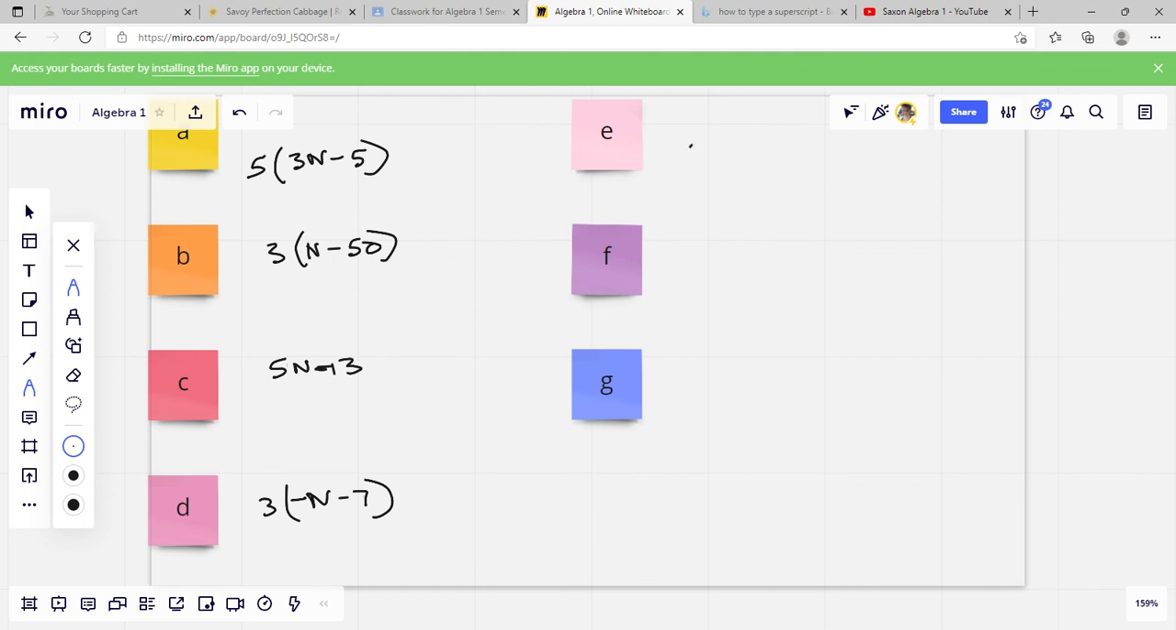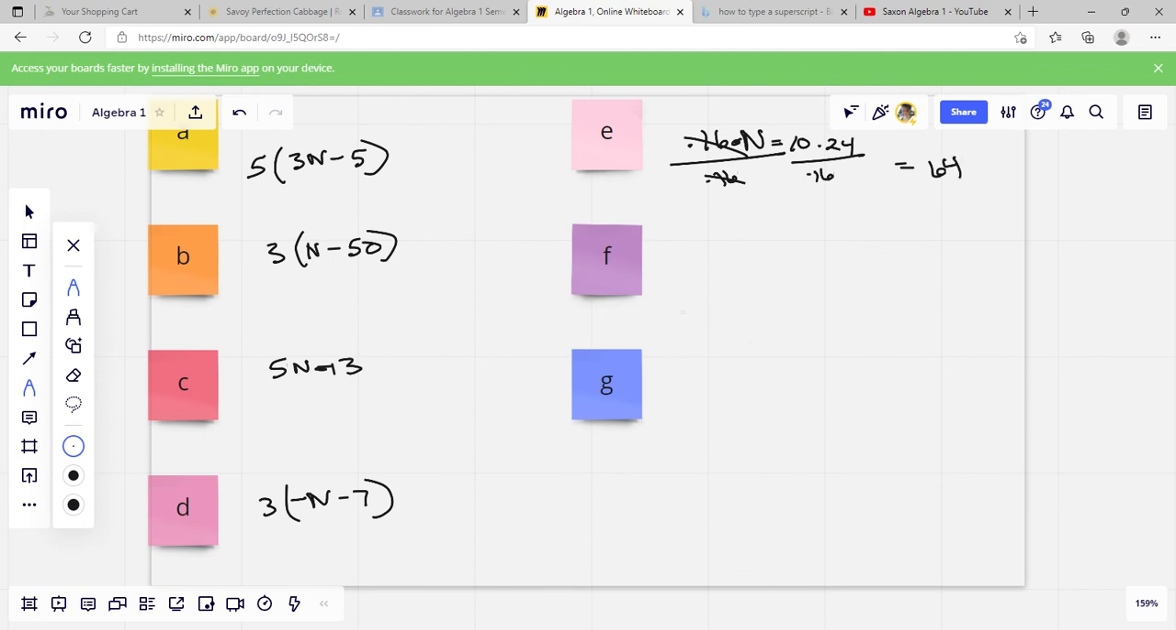Alright, the next one's 0.16 of what number is 10.24. So I'm going to say 0.16 of means times, and number is, so equals 10.24. This is times, so I'm going to divide. Those cancel. My answer is 64.